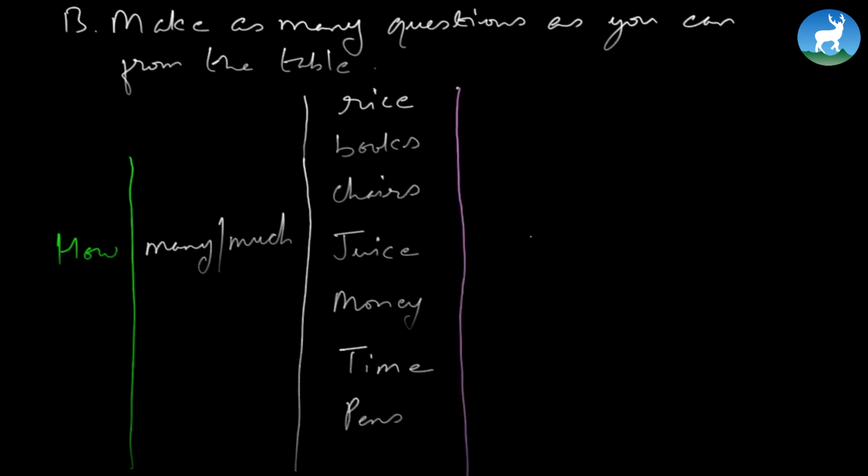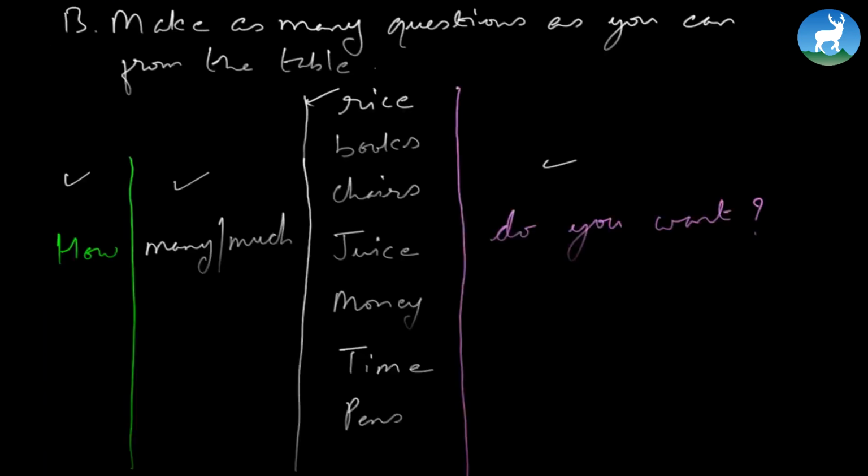Do you want? Now here is the next part. Just observe this table here. The first column has how, then we have many, much, and you have this list of items here. And finally we have do you want. Okay, so let's move further. Do observe the table pretty well, and you can make questions out of it. Make as many questions as you can from the table.